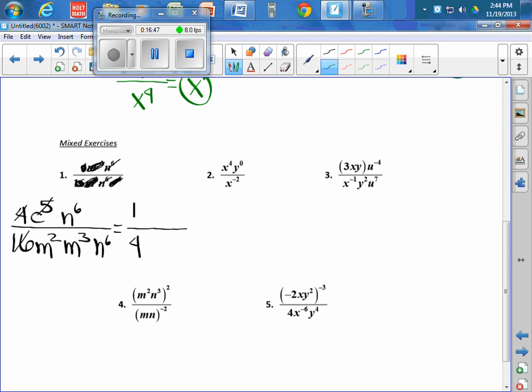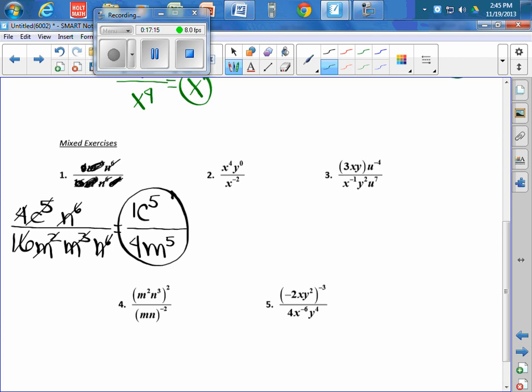Is there anything that joins up with a c to the 5th? No, so I have c to the 5th in the numerator. Remember, we're going in alphabetical order, right? In the denominator, I have m to the 2nd times m to the 3rd, which is, right, m to the 5th. The n to the 6th here cancels this n to the 6th, and this would be your final answer.